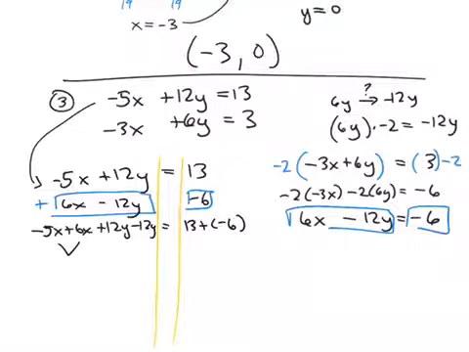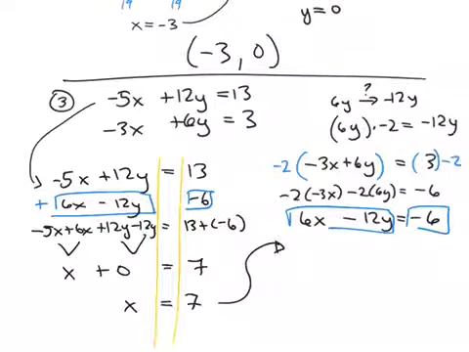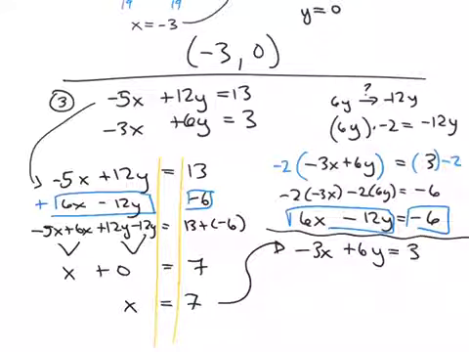Negative 5x and positive 6x is x. Negative 12y and positive 12y is 0. And 13 and negative 6 make 7, so x is equal to 7. That's only part of my solution. In order to finish, I'll take either equation. Maybe this time I'll take the bottom equation, negative 3x plus 6y equals 3. I'll substitute in x equals 7. That gives me a single variable equation.